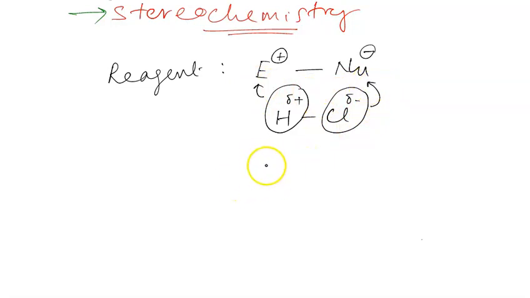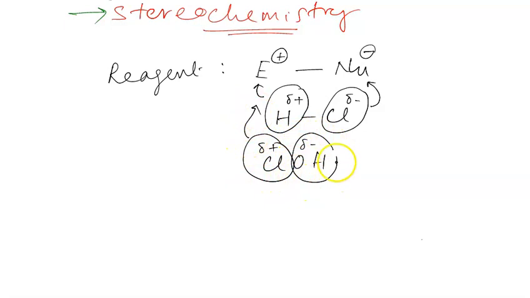Similarly, HOCl, ClOH. Here Cl contains a bit of positive charge and oxygen contains a little negative charge. Therefore, here also Cl is the electrophilic part and the OH minus is the nucleophilic part. Therefore, any reagent which is going to add to the multiple bond has two parts. One part is electrophilic and the other part is nucleophilic.